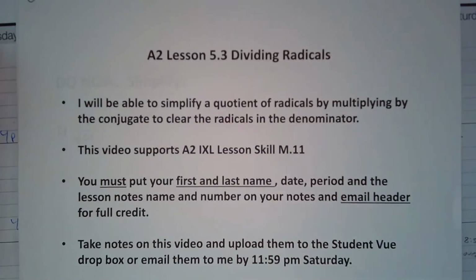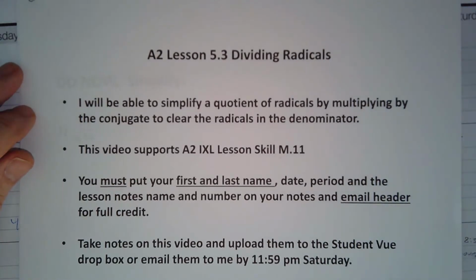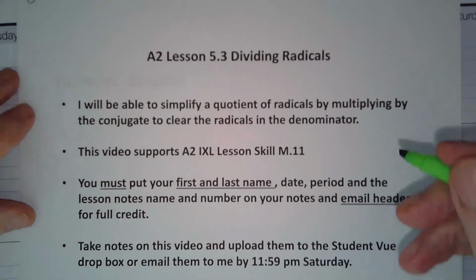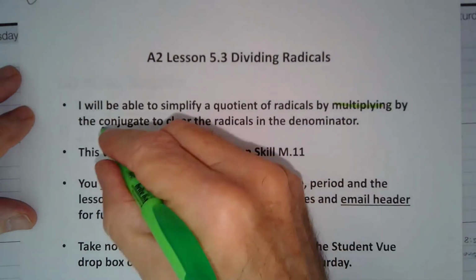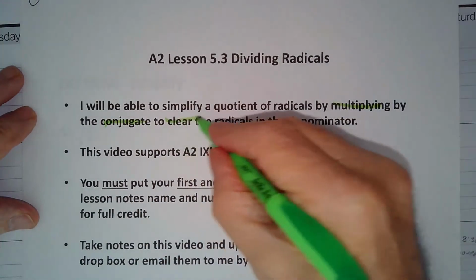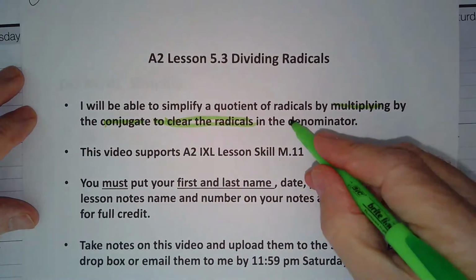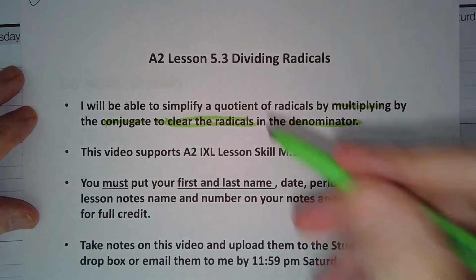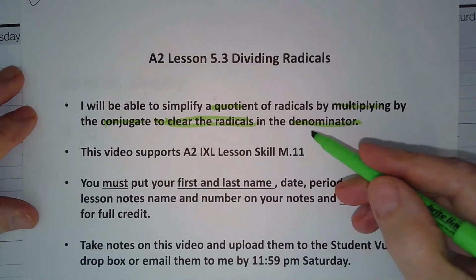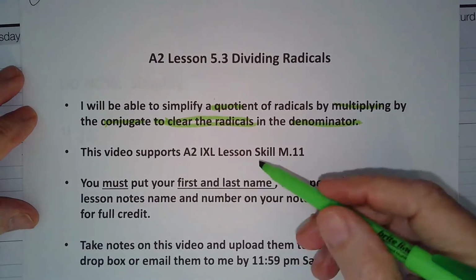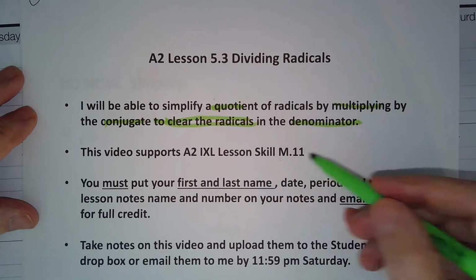Okay, good morning. Today we are covering Algebra 2, Lesson 5.3, Dividing Radicals. You're going to be able to simplify a quotient of radicals by multiplying by the conjugate to clear the radicals. That's the important thing. We have to clear the radicals in the denominator. So you're going to be dividing by multiplying by the conjugate to clear the radicals. And this supports IXL lesson M11.